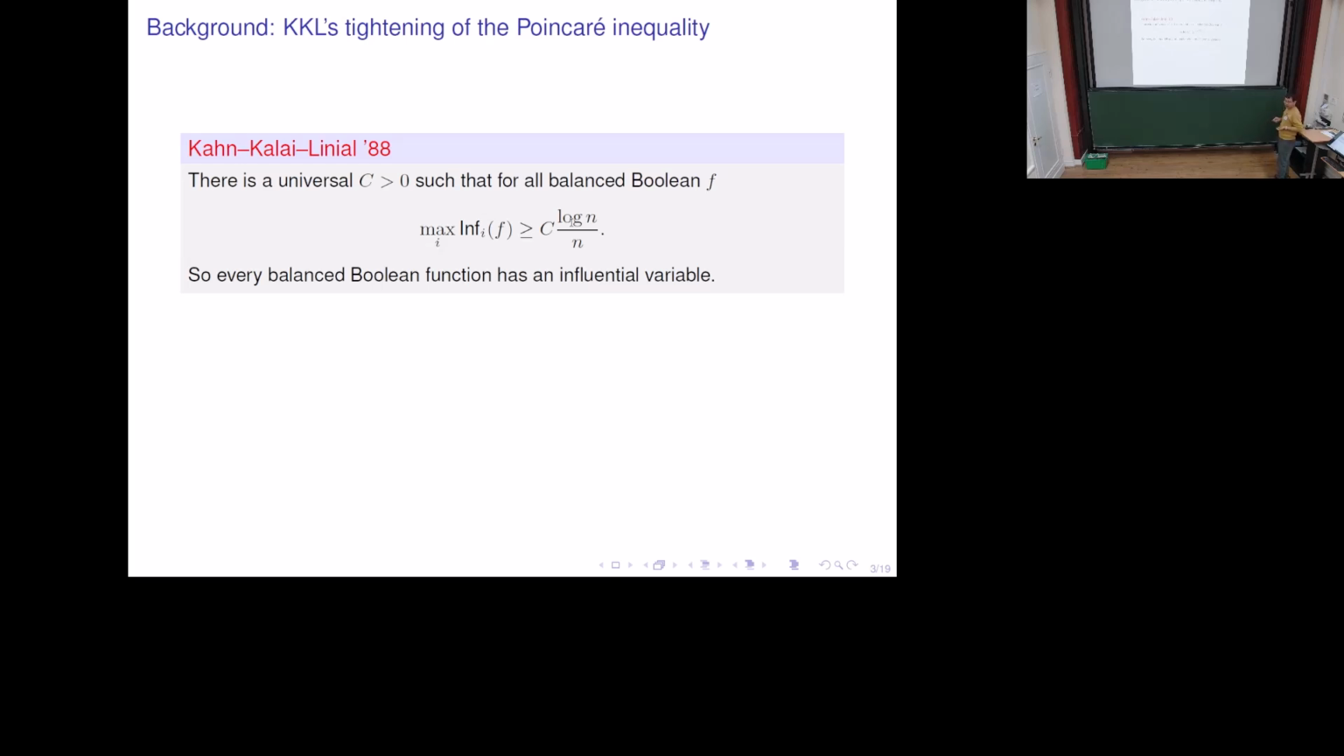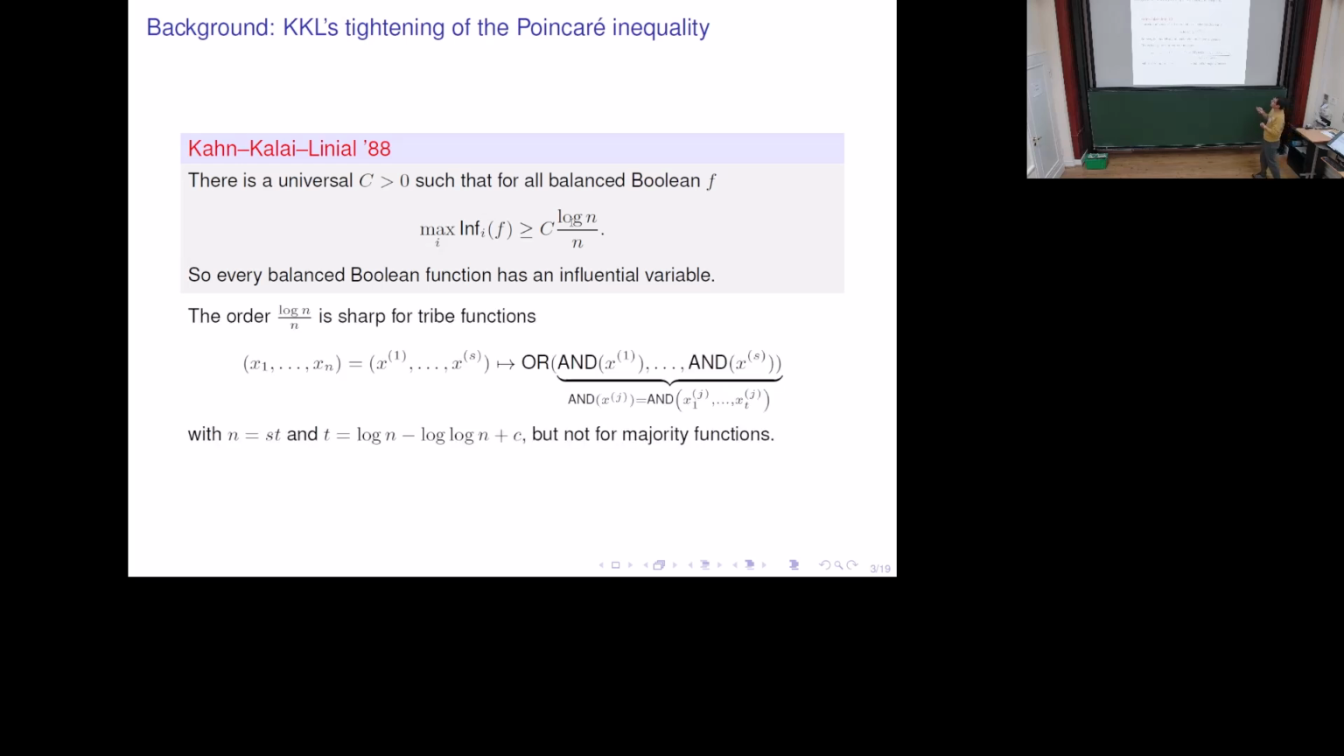Then you may ask whether this log n over n is optimal, and this is indeed the case. That can be captured by the previous tribes function by choosing s and t suitably. You have n people, and you divide them into s tribes. Each tribe has t people, where if you choose t to be something like log n minus log log n, then essentially you can compute that the maximum individual influence is essentially log n over n. So that captures the optimality of this KKL theorem.